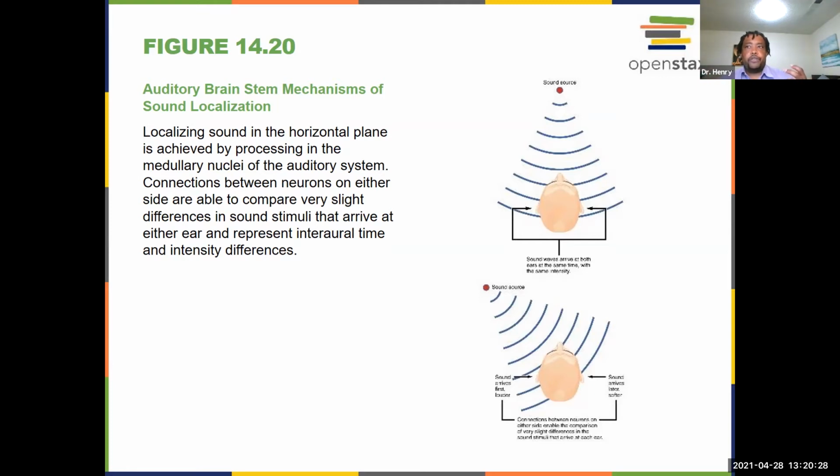So we get a comparison to see whether things are even on both sides, or whether it's to the left or the right. So if we hear a loud sound that comes from the right-hand side, our instinct is to look at it because it recognizes that the intensity over here is greater than what we hear on the other side.